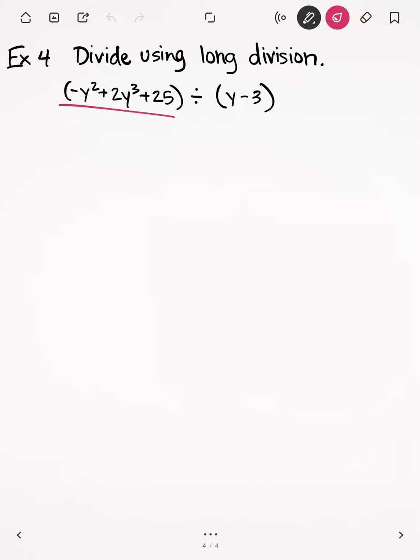I notice this first one's not in standard form, so I go to put it in standard form. That means my cube term goes first, my squared term goes second, and if I notice, I don't have a y, so I need to add in that y term. So it looks like that. Divided by y minus 3. So now that I put it in standard form, I added in what was missing. I can go ahead and divide them.